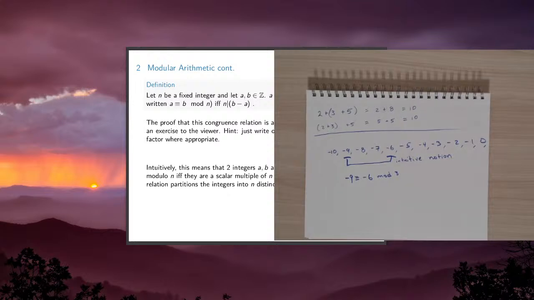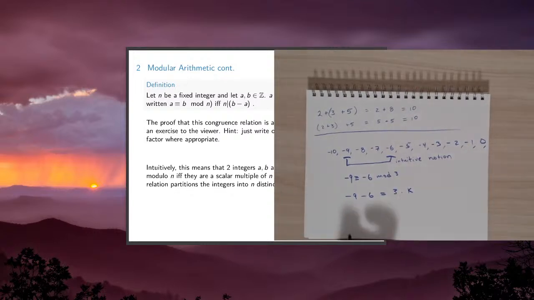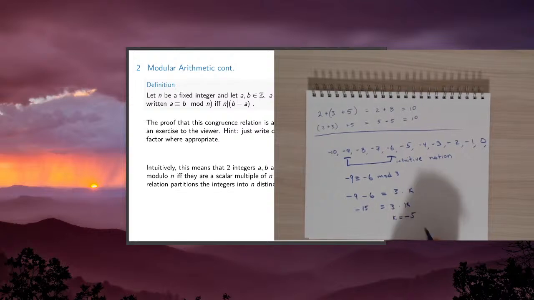We can also see it from the definition of our little equation. So if -9 minus -6 equals 3 times something, well, what is this? This is -3 equals 3 times k. Well, sure, then k equals -1. So there does exist such an integer, and so these are congruent modulo 3. That's obvious because they're both multiples of 3. I mean, maybe it's not too surprising.